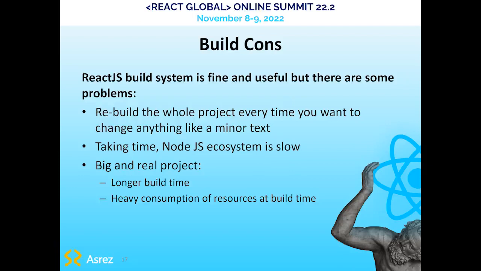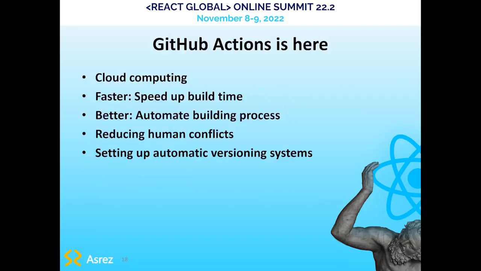When you are extending your project and adding more routes, adding more components, adding more libraries, and extending the project, your project is going to get larger and larger, and the build system needs longer and longer time. So the big and real project will take longer time, and it is really bad. Build systems usually use heavy resources at build time, so it will use almost all of your RAM and CPU resources.